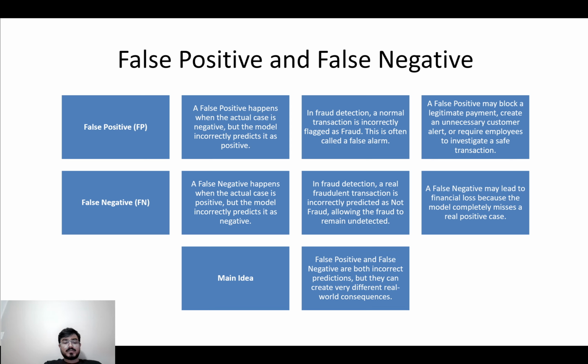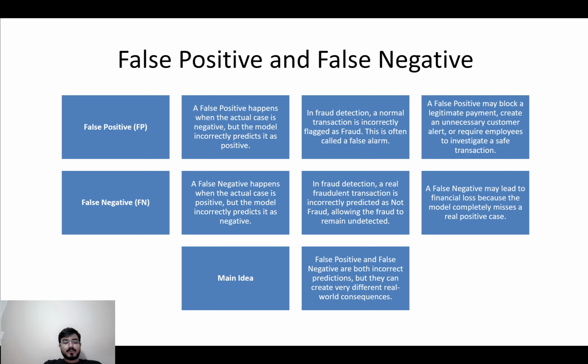So now let's look at false negative. A false negative happens when the actual result is positive, but the model incorrectly predicts it as negative. For example, suppose a transaction is actually fraudulent, but the model predicts not fraud. In these situations, the fraud goes undetected because the model failed to recognize it. This type of mistake can be much more serious because it may lead to financial losses or security risks.